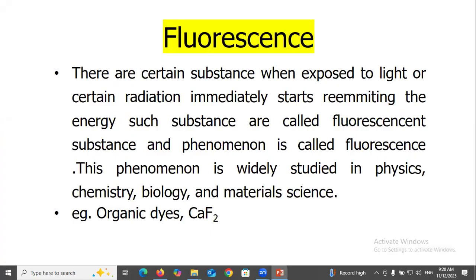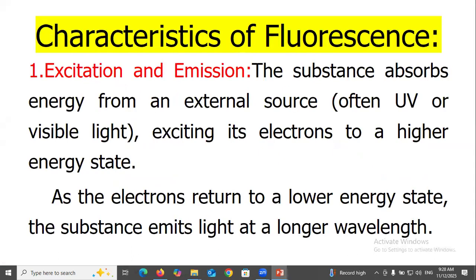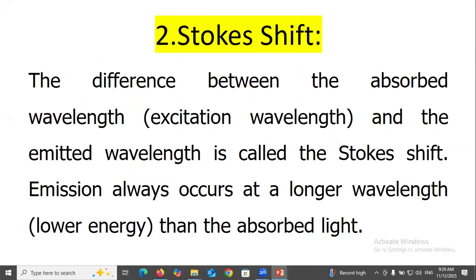Fluorescence. There are certain substances which, when exposed to light or certain radiation, immediately start re-emitting the energy. Such substances are called fluorescent substances and the phenomenon is called fluorescence. This phenomenon is widely studied in physics, chemistry, biology, and material science. Example, organic dyes, calcium fluoride. Characteristics of fluorescence: excitation and emission. The substance absorbs energy from an external source, often UV or visible light, exciting its electrons to a higher energy state. As the electrons return to a lower energy state, the substance emits light at a longer wavelength.